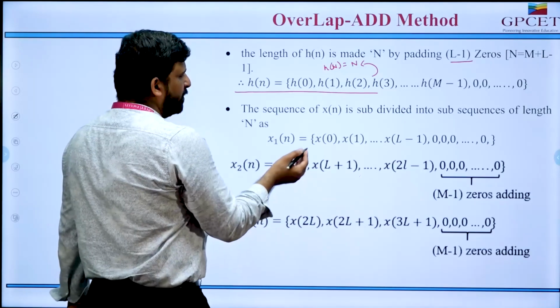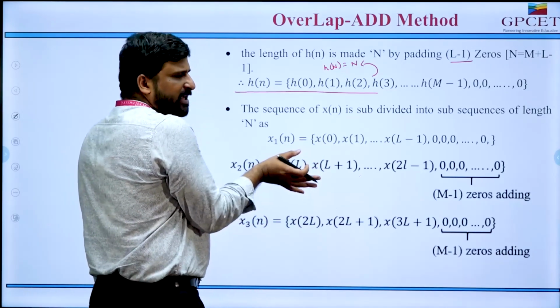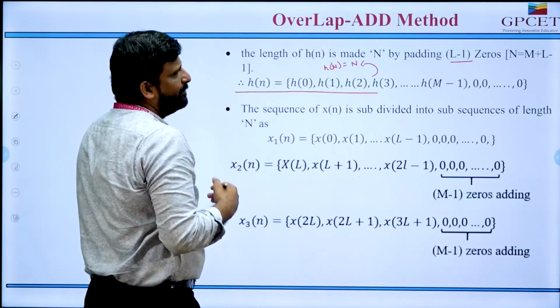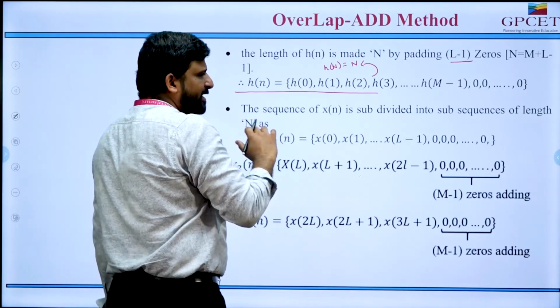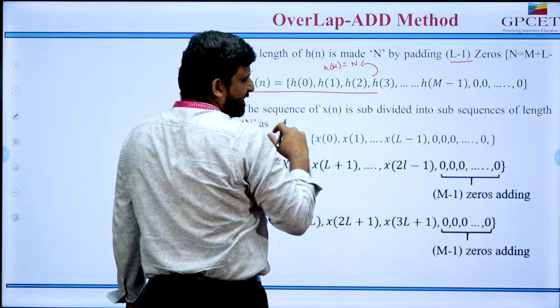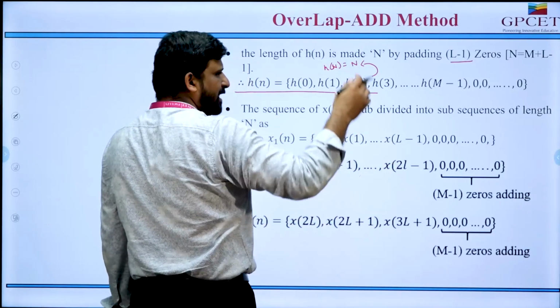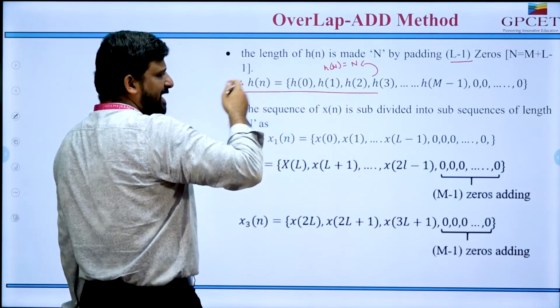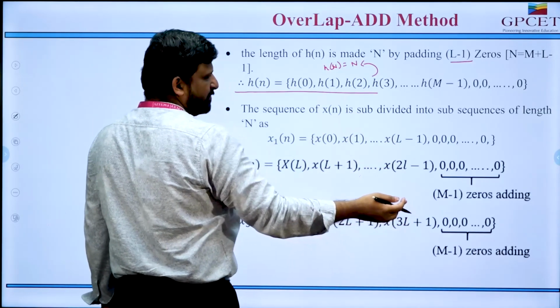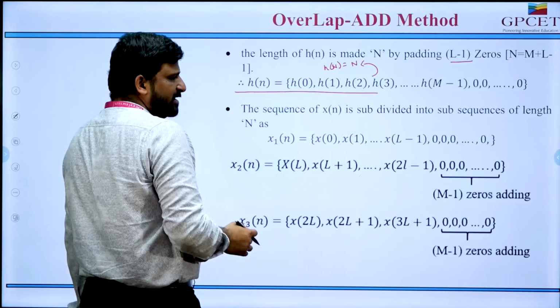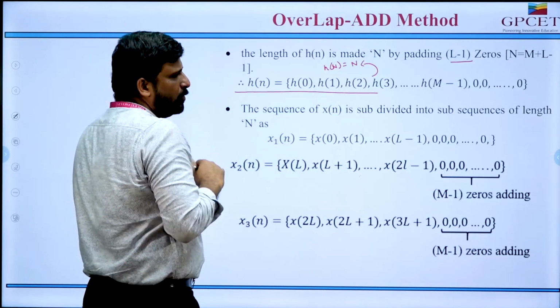Now this is the small difference when we compare this with the overlap save method. There we have added m-1 zeros in the front side, and in the subsequence the last m-1 samples of the first are added to the front of the second sequence, and the last m-1 samples of the second are added to the front of the third sequence. So like that we have done in the overlap save method.